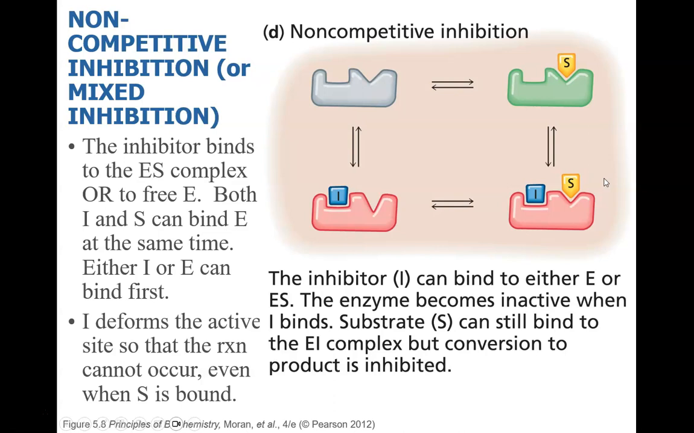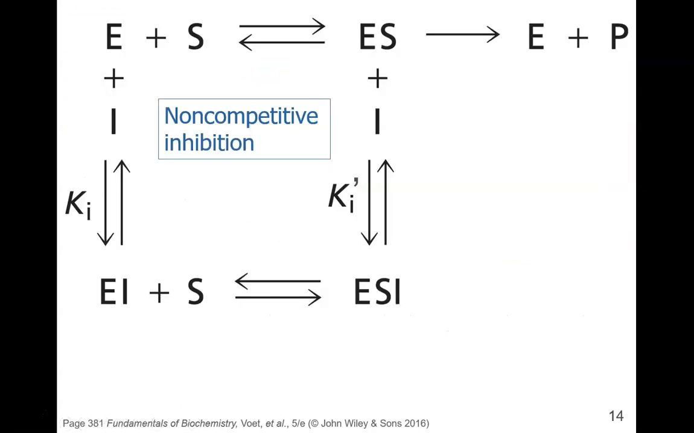So the substrate can't form product. Here, for non-competitive inhibition, the enzyme can bind substrate first, and then the inhibitor can bind, forming this enzyme substrate inhibitor complex. Or the inhibitor can bind first, and then the substrate can bind second, and you get the enzyme substrate inhibitor complex. Either way, if you get an enzyme substrate inhibitor complex, you don't get product because the inhibitor is deforming the active site.